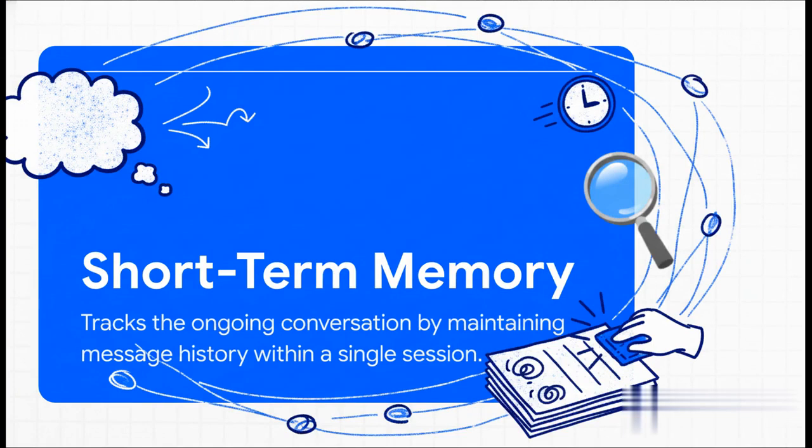First, you've got short-term memory. The best way to think about this is as the agent's scratchpad for the conversation you're having right now. It's tracking the flow of the dialogue, it remembers what you just said, and it's holding on to any temporary results. It's absolutely crucial for a coherent chat. But here's the catch. Once that session ends, poof, that scratchpad is wiped completely clean.